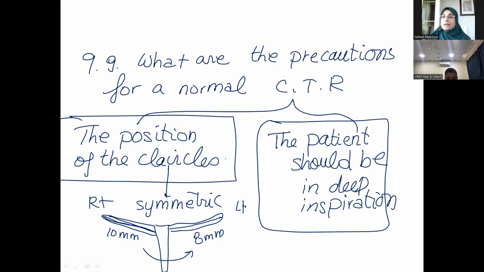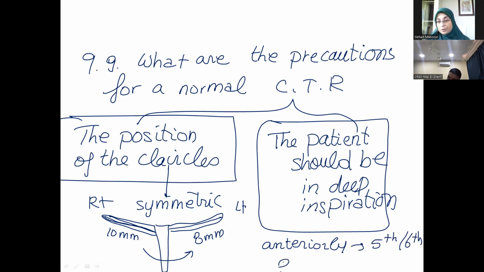طيب انا اتاكد منين ان التكنيشن اللي كان بياخد الاكس-راي للعيان عمل ده مظبوط؟ ابص على البوزيشن of the diaphragm. المفروض انه يكون anteriorly عند ال 5th to 6th rib و posteriorly عند ال 8th to 9th rib أو ال 8th to 10th rib. فدي بالنسبة للprecautions.